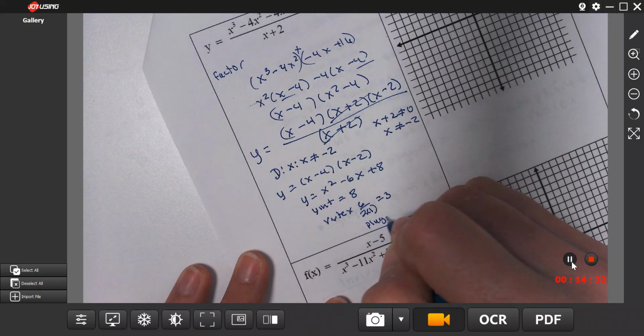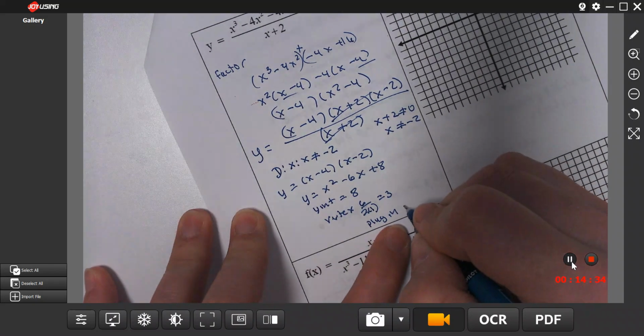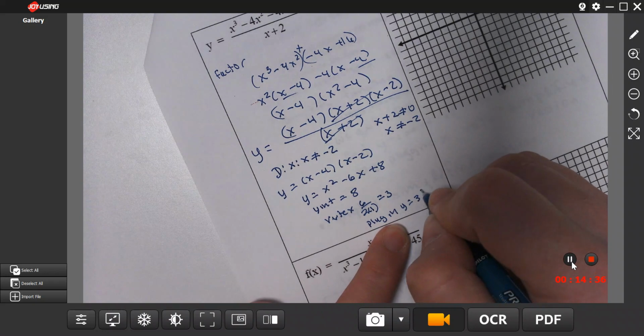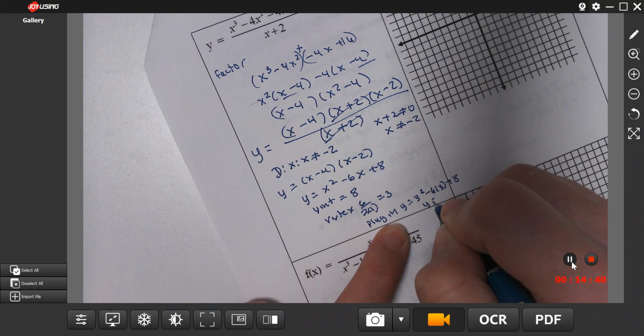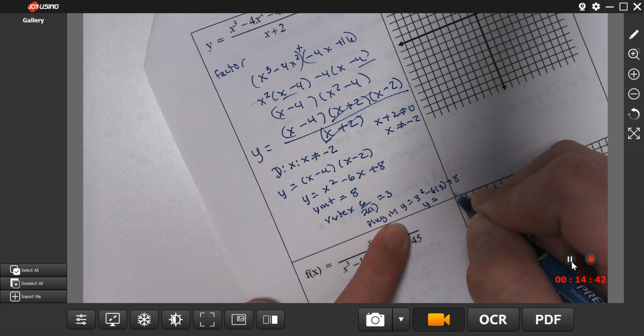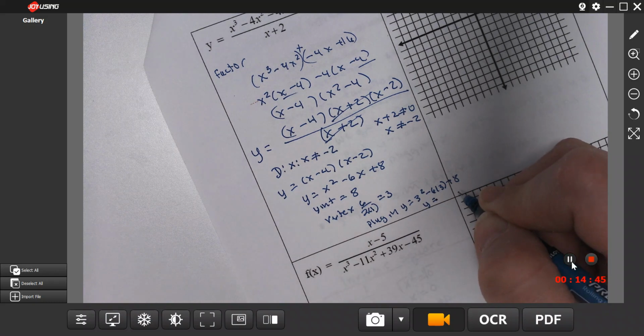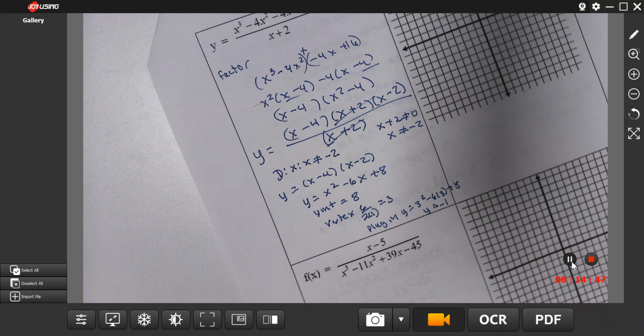And if you plug it in, you get y equals 3 squared minus 6 times 3 plus 8. So y equals negative 1.